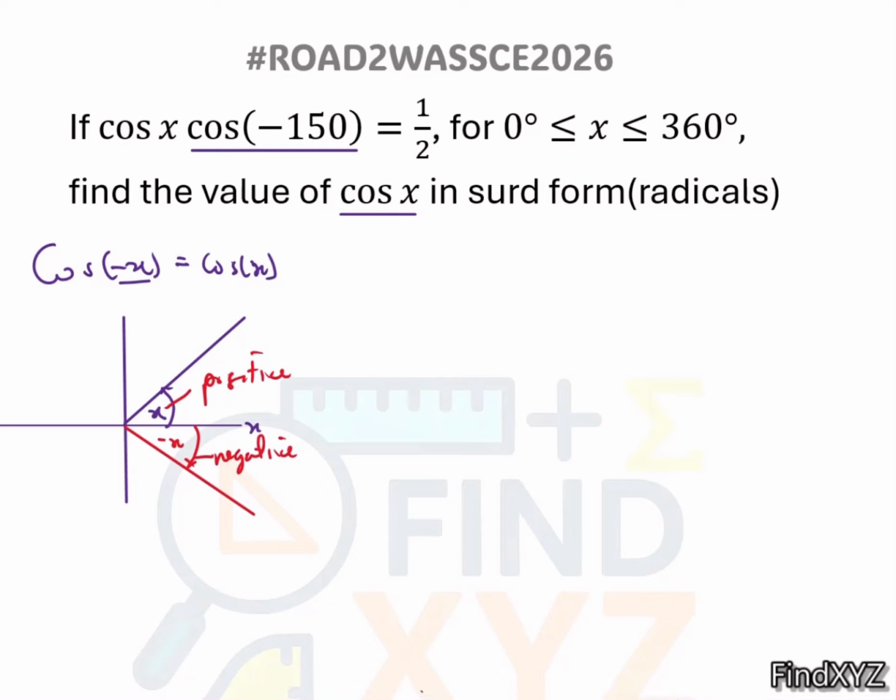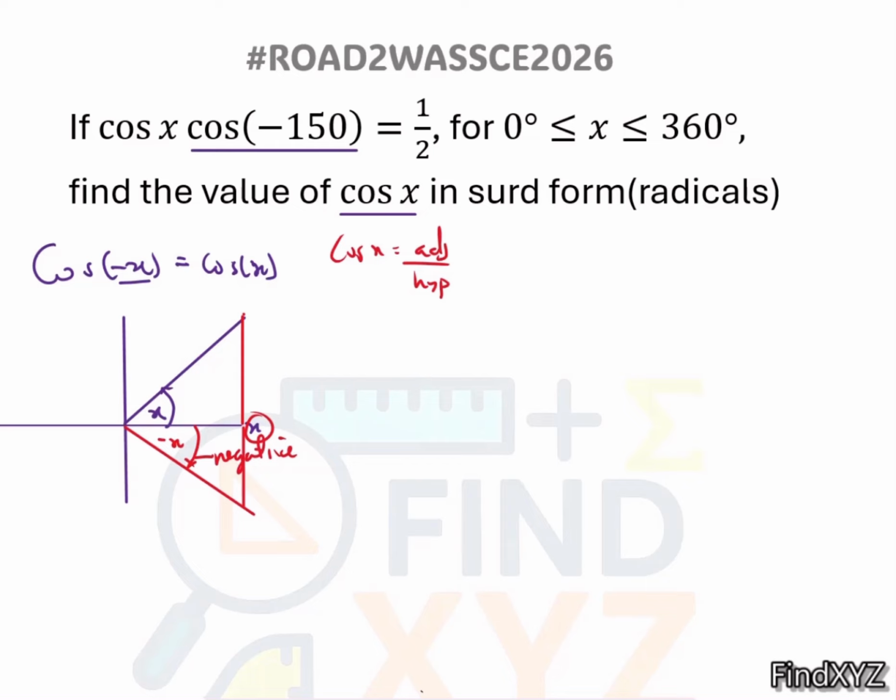But cos is an even function. So cos of a negative angle is the same as cos of the positive angle. This is what I mean. We know that cos of an angle is adjacent over the hypotenuse. But you can clearly see that this is our positive x-axis. So whether it is clockwise or anti-clockwise, cos will still be positive. It doesn't matter the direction that you go.